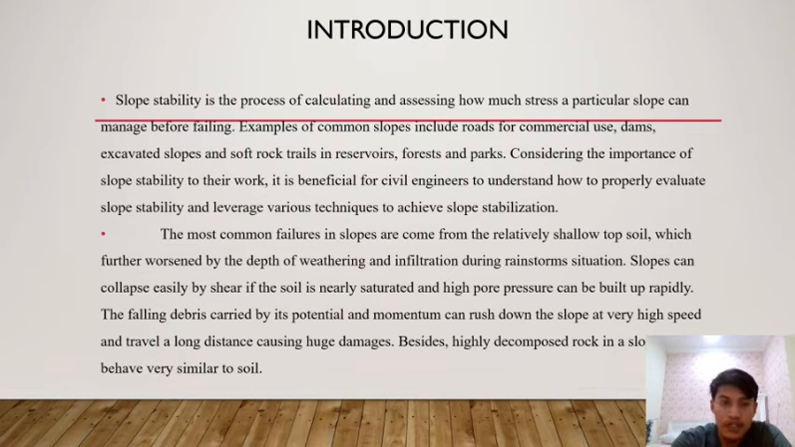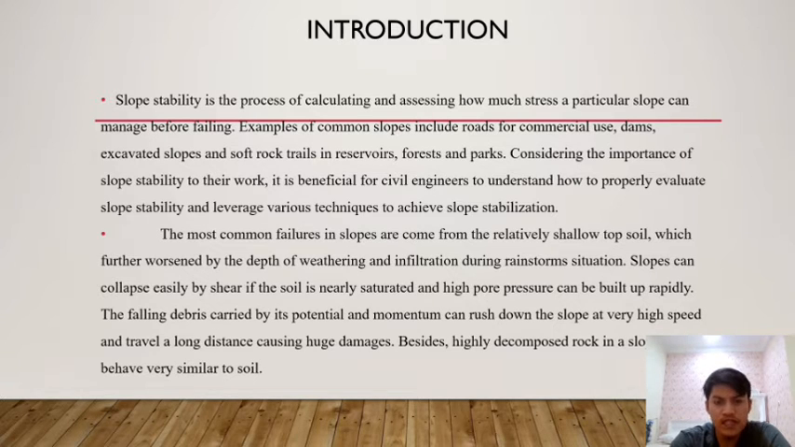For the introduction, slope stability is the process of calculating and assessing how much stress a particular slope can manage before failing. Examples of common slopes include roads for commercial use, dams, excavated slopes, and soft road rail trails in reservoirs, forests, and parks. Considering the importance of slope stability to their work, it is beneficial for civil engineers to understand how to properly evaluate slope stability and leverage various techniques to achieve slope stabilization.